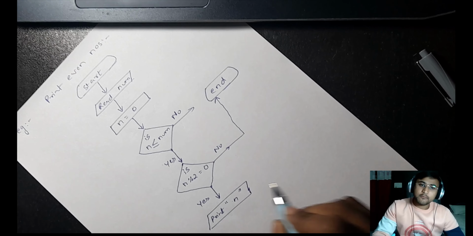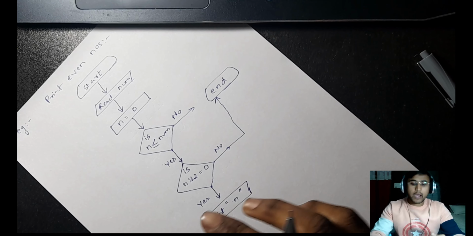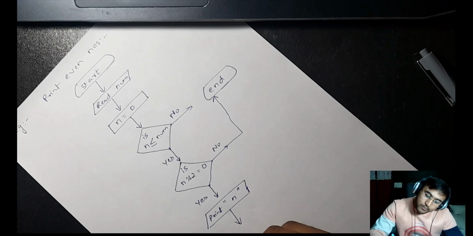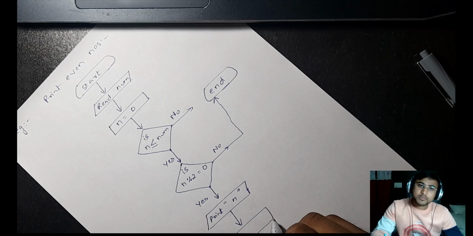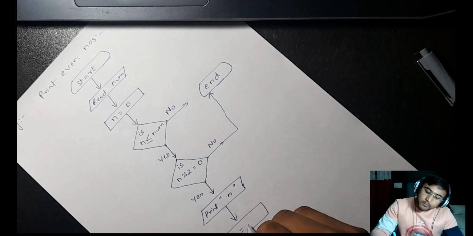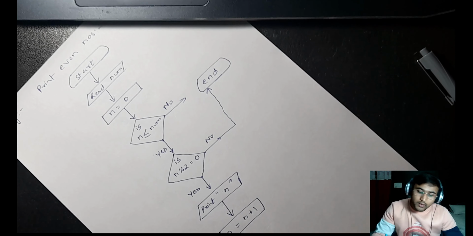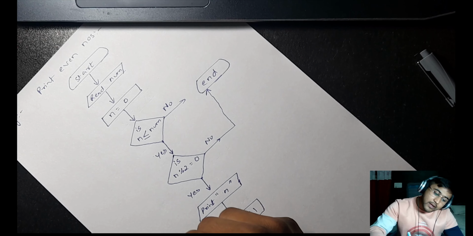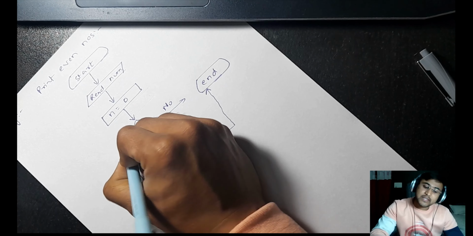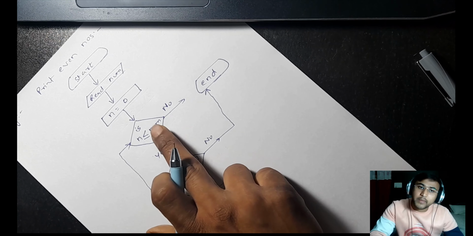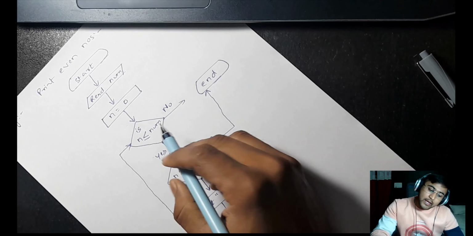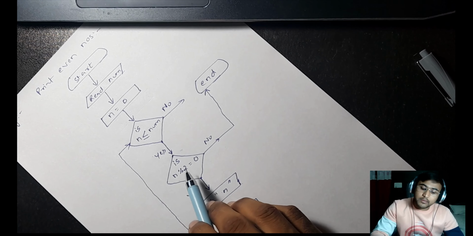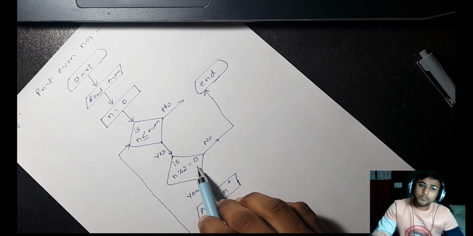After printing n, I need to update this n value. So for that, we need to make one process block. We have created one process block, and here we have updated the n value by n is equal to n plus 1. Now after updating the n value, again we need to check whether the n value is less than the num which is the input given by the user, and if it is yes, then again it will check whether n modulus 2 is giving us 0.